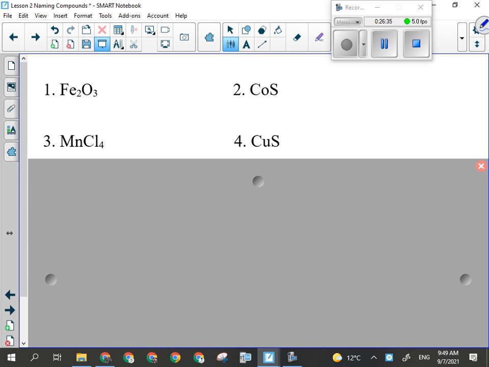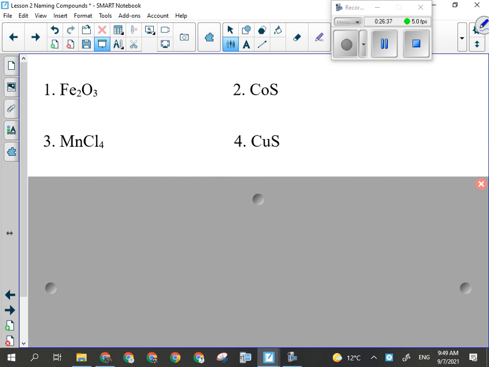Let's have you guys try the first 4 there. Write out their names, figure out which Roman numeral needs to go in their names. All of these ones need Roman numerals. So our first one, we've got iron and oxygen. It's still an ionic compound, so we still use the same rules. This is going to start out as iron oxide, but obviously I have to put a Roman numeral in there. I just need to figure out which Roman numeral it is.